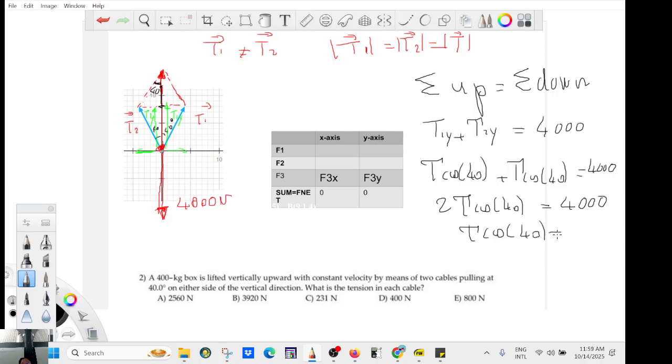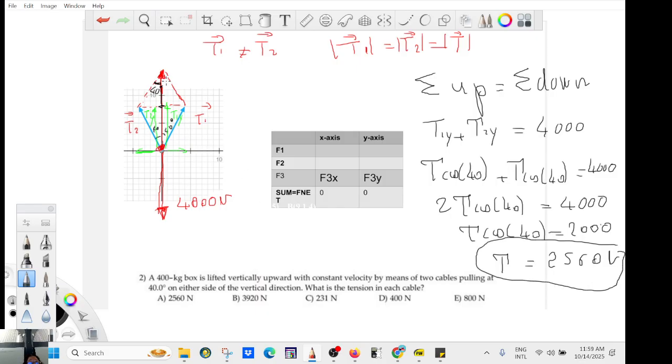Are we good? Okay, so the answer will be A, very good. 256 Newton. So that's one way.